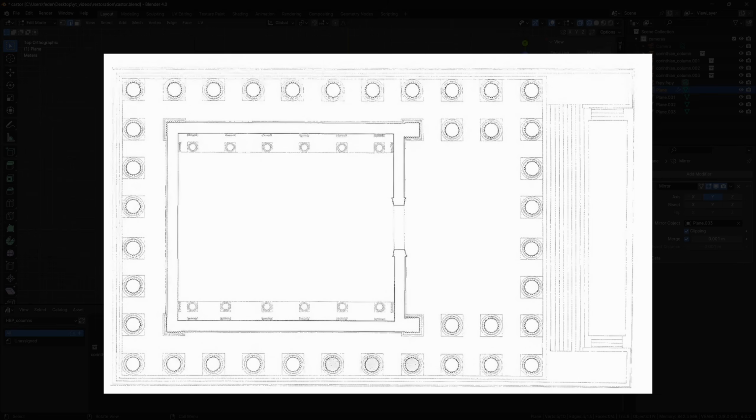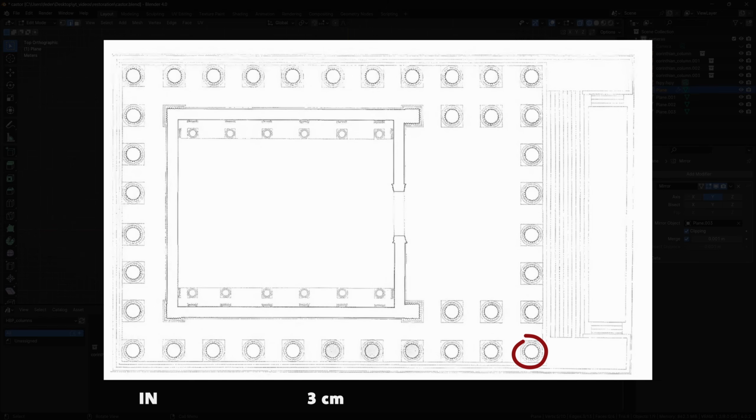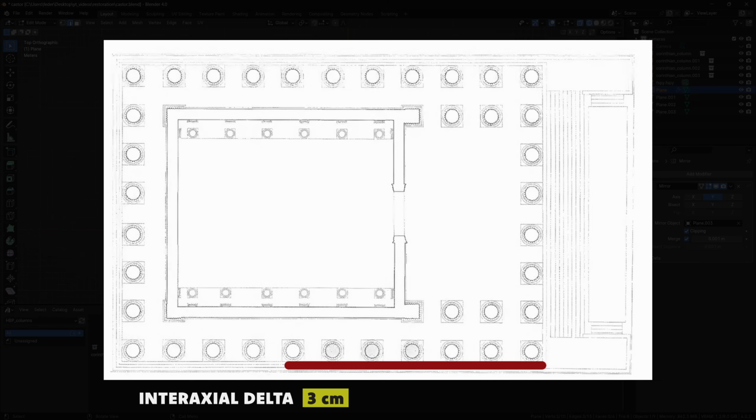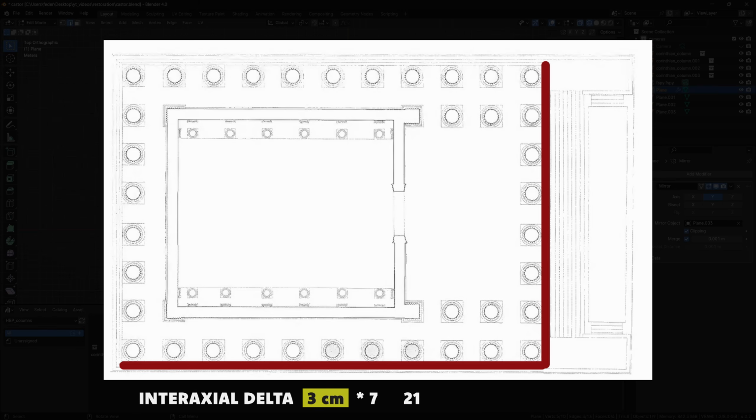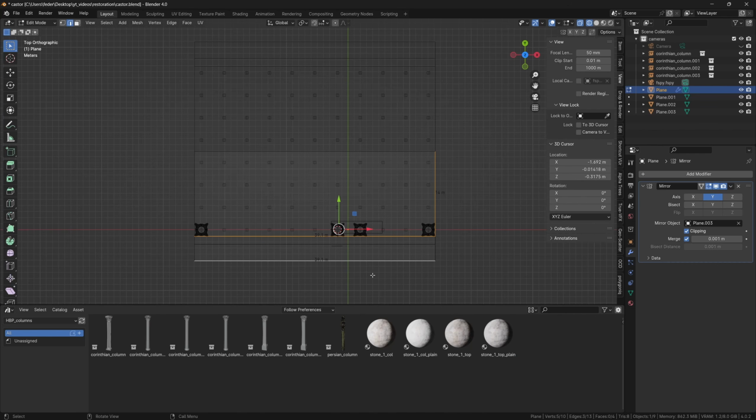Now, given as fixed the position of the first column and considering the 3 cm delta in the interaxial distance, for the long edge I would have expected, for 10 times the distance, the delta to be around 30 cm, and for 7 times the distance the delta to be approximately 20 cm for the short edge. Hence, the latter seems to be fine, while there seems to be a problem with the long one.